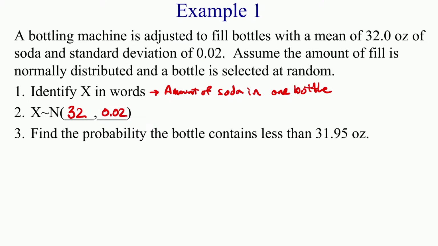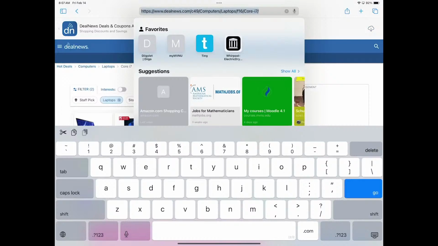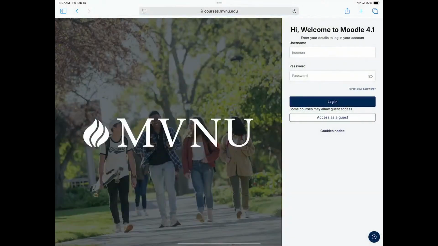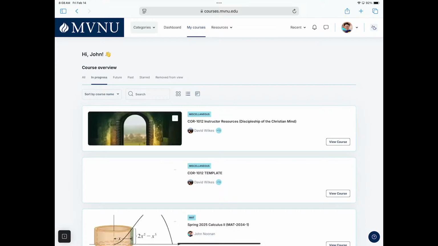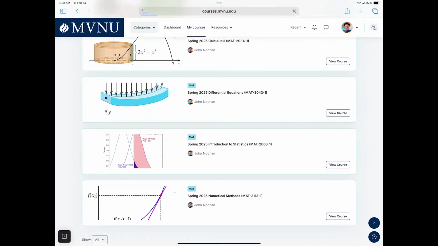Now I need to go to Moodle. That's not Moodle, that's something else. Let's see, courses. Just a sec, log me in here. Trying. There's the cougar. Okay, so if you go to Moodle, you will find statistics. Here we are.